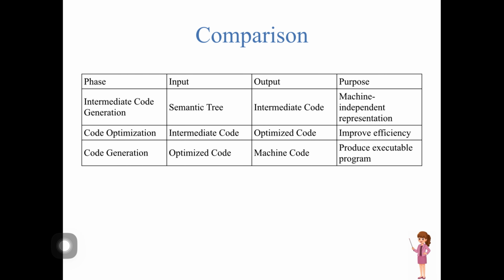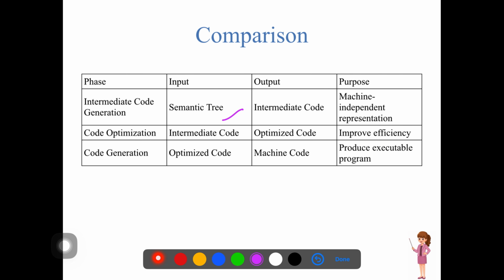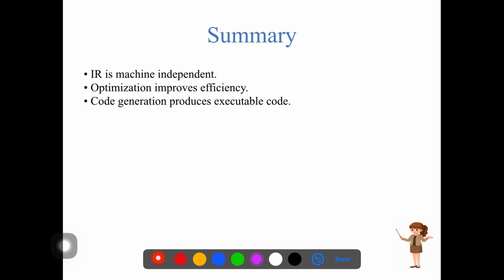Comparison. Phases, input, output, and purpose. Intermediate code generation: the input is the semantic tree, the output is intermediate code, and the purpose is machine independent representation. Code optimization: input is intermediate code, output is optimized code, and the purpose is to improve the efficiency. Code generation: input is optimized code, output is machine code, and the purpose is to produce the executable program. We'll go to the next slide.